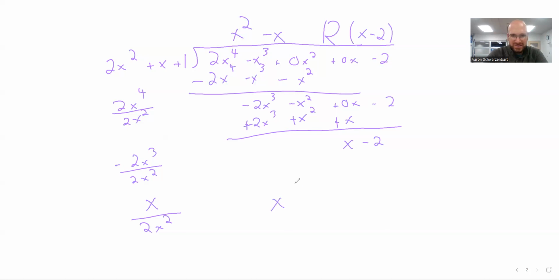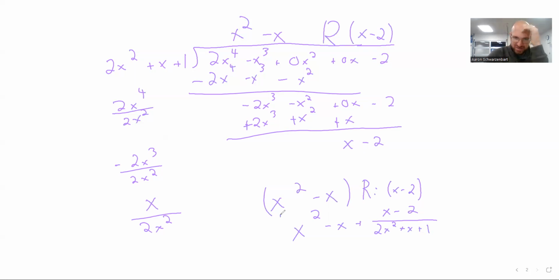So I can say my answer is x squared minus x, either r x minus 2, or the pre-calc way of really saying this is x squared minus x plus, I take my x minus 2 and I write it over the thing I'm dividing by, 2x squared plus x plus 1. And this is really the best form of the answer. This is what you should give as a pre-calc student.